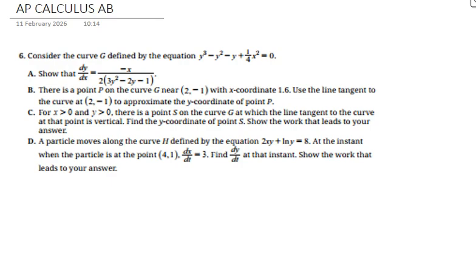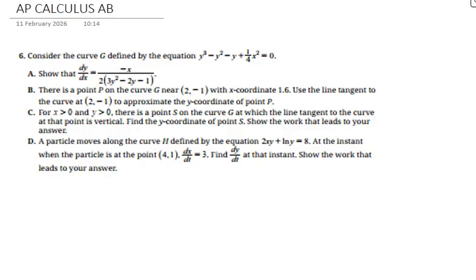So let's solve this question. We are given the curve y cubed minus y squared minus y plus x squared by 4 is equal to 0, and part A asks: show that dy/dx is equal to minus x by 2 into (3y squared minus 2y minus 1).